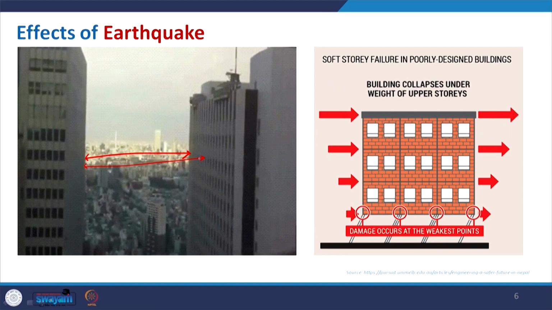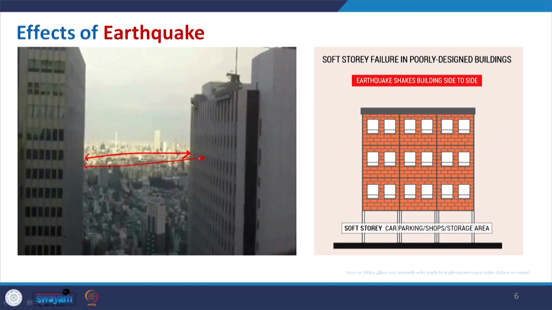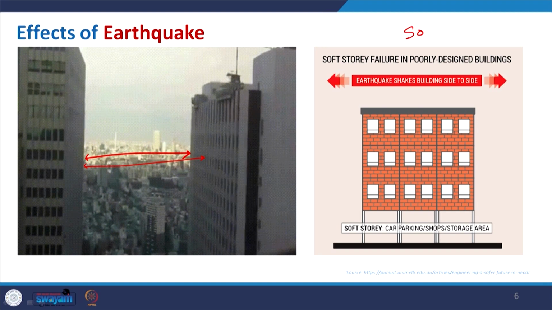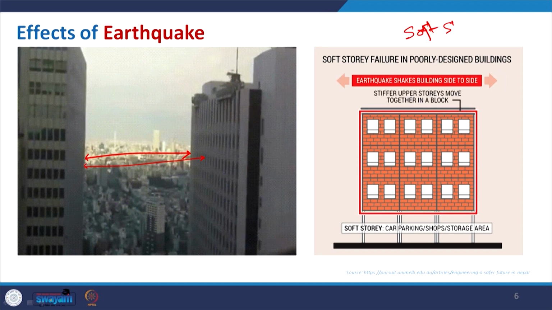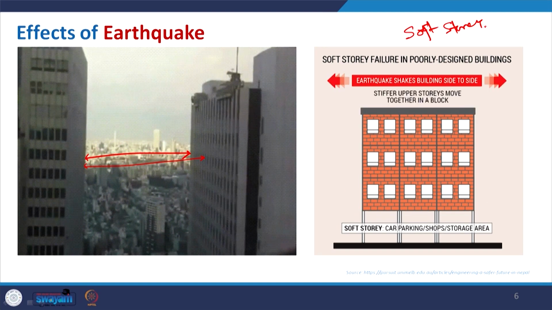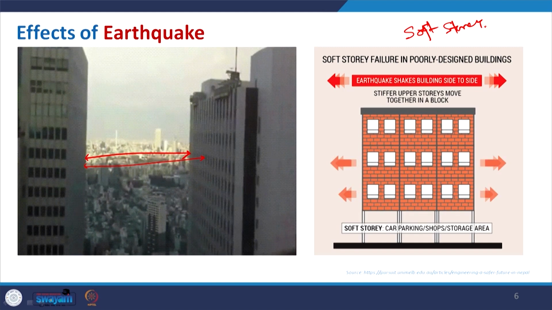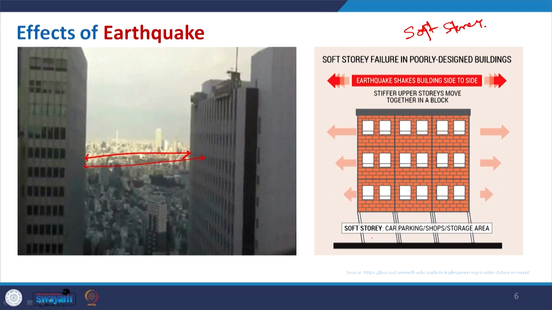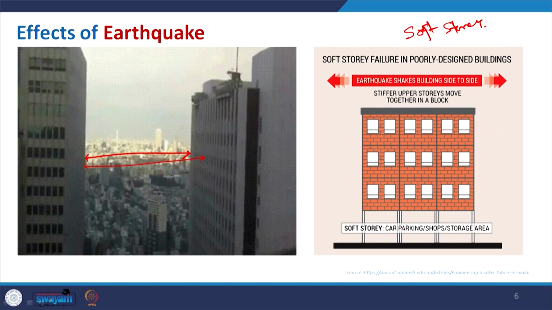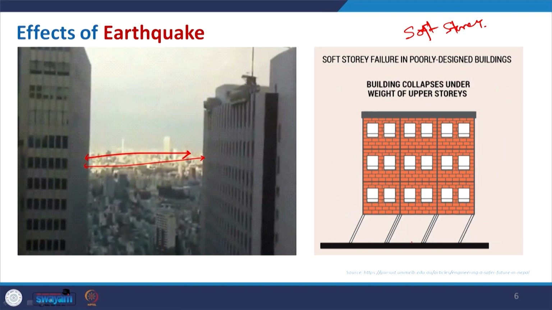Now, coming to this, it is one example of what is also called a soft story. Here the ground floor is basically an open arrangement, normally used for parking or sometimes shops. So, it is not properly filled.